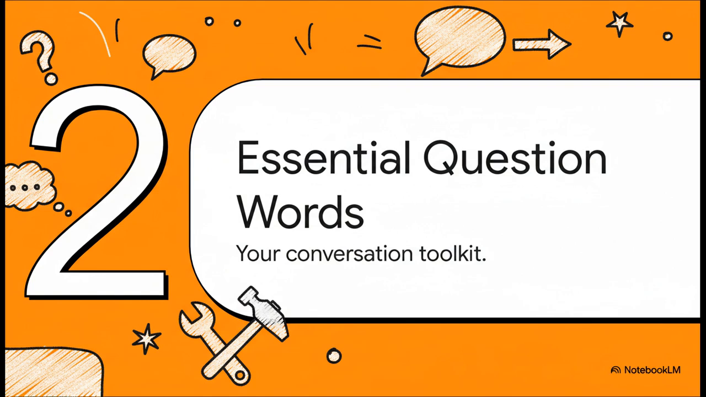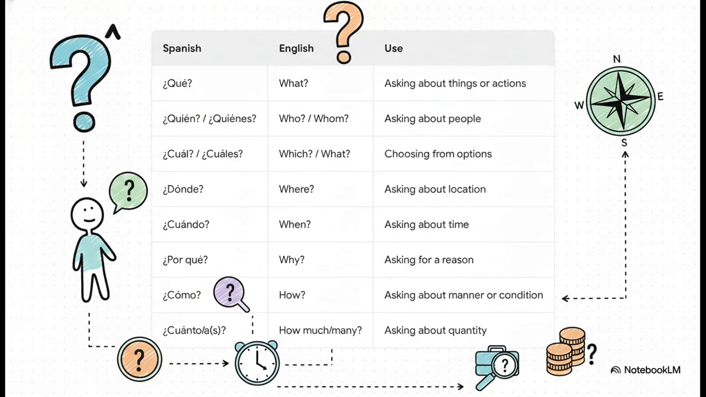Now, with that secret weapon in our back pocket, let's fill out the rest of our toolkit. It's time to meet the essential question words you're going to be using all the time to get those conversations started. And here's the starting lineup. You've got your qué for what, quién for who, dónde for where, and the whole crew. And what's the one thing you notice about every single one of them? Yep, they've all got that accent mark. This right here is your cheat sheet, your go-to guide for asking pretty much anything you can think of.